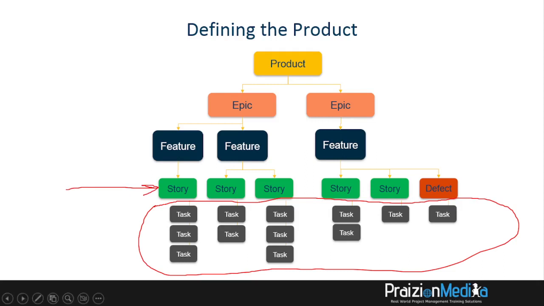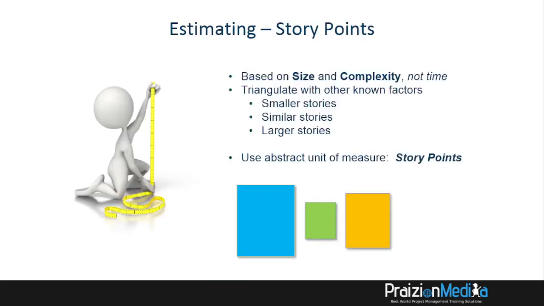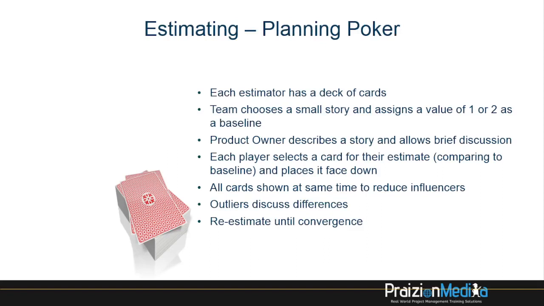We use other measures when we are estimating stories. And the way we estimate stories in the world of Agile is using a couple of methods. First of all, we use story points. And story points are not based on duration, they're based on size and complexity. A lot of teams will use planning poker. Each estimator has a deck of cards. The team chooses a small story and assigns a value. Everyone's on the same page.